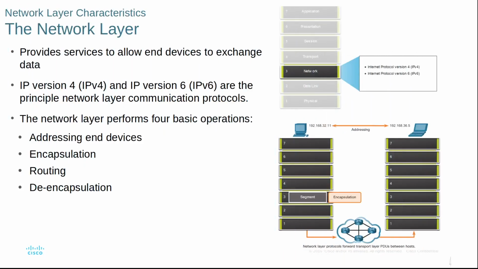So the network layer provides services that give you end-to-end communication between devices over the network. You're going to see 2 IP protocols here: IP version 4 and IP version 6. They're the 2 that we use. These give you your addressing for your end devices. Also at the network layer we get encapsulation, de-encapsulation, and routing. Anything to do with routing is a layer 3 protocol.